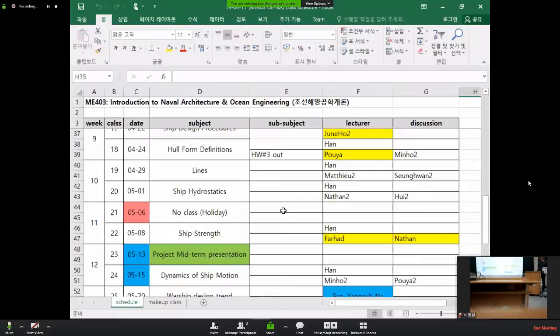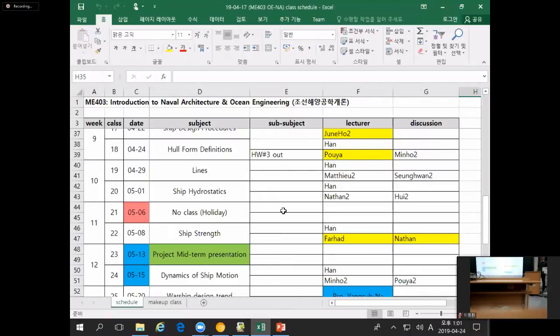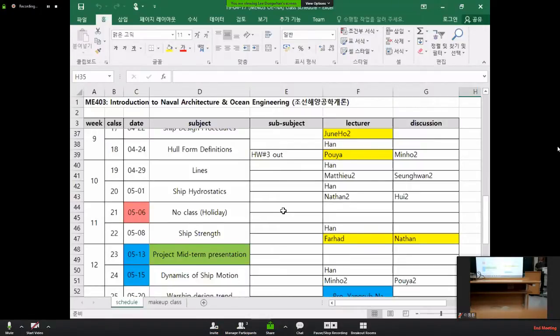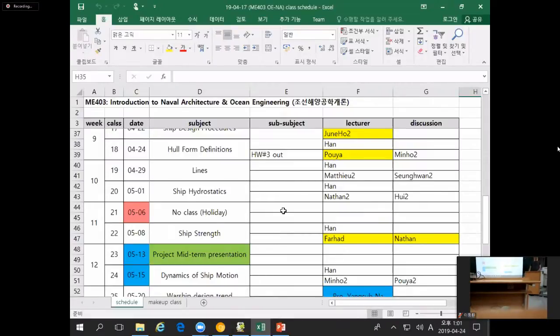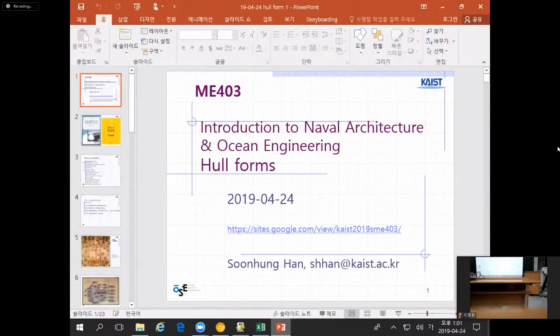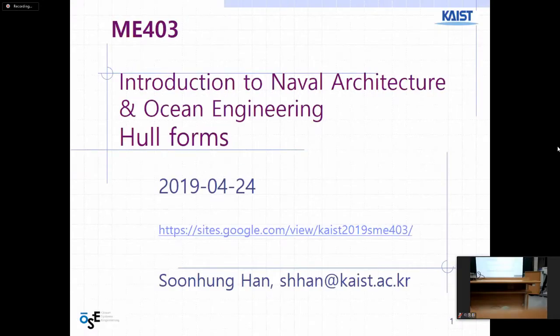And we will cover the second part of hull form definition. Mino is not available, so we will lead the discussion session. Homework 3 will be out probably this evening. Any question on the schedule? No. Going on to the hull forms.